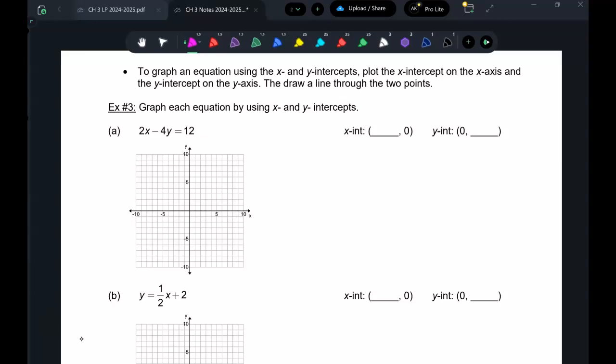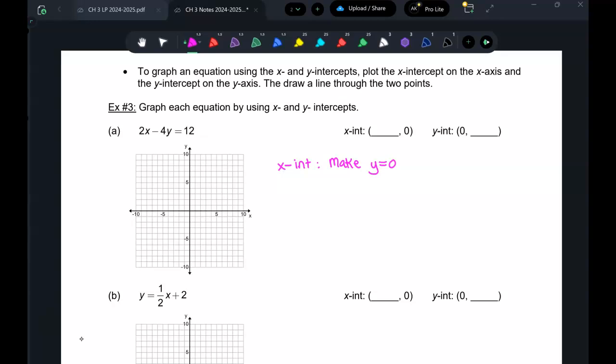Okay, hold on. Okay, so we want to find the x-intercept. For the x-intercept, we make which one 0? It's always like the opposite. So we make the y 0. So when we're looking for the x-intercept, we make y equal to 0, no matter what. Always. So whenever we're finding the x-intercept, we want to make the y equal to 0.